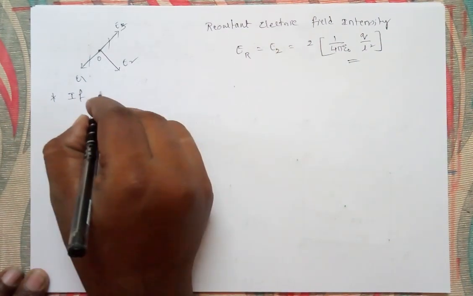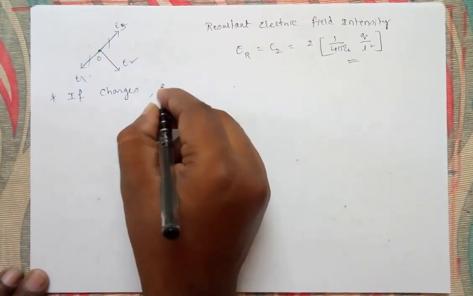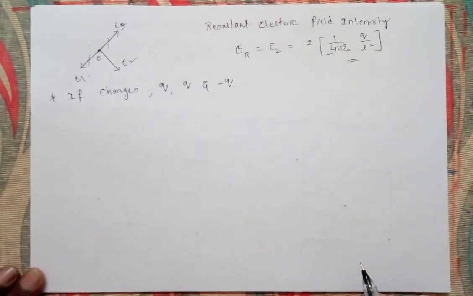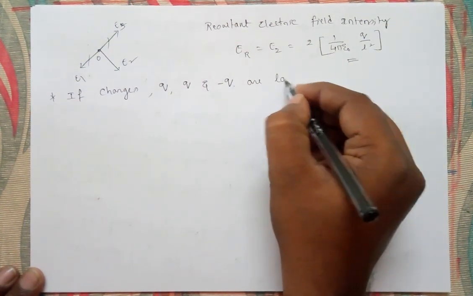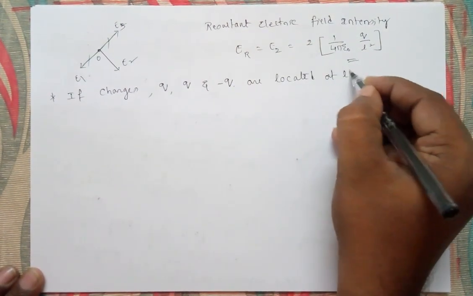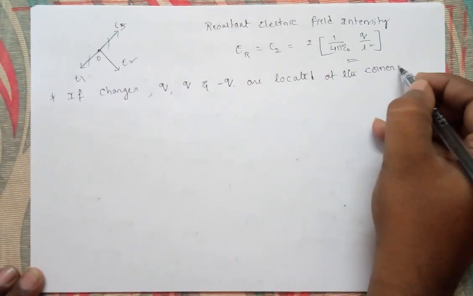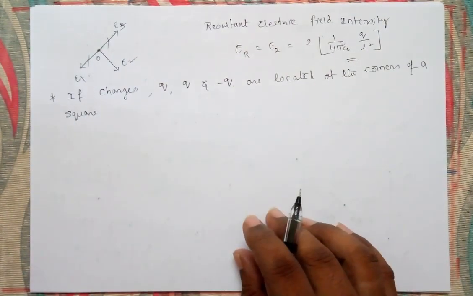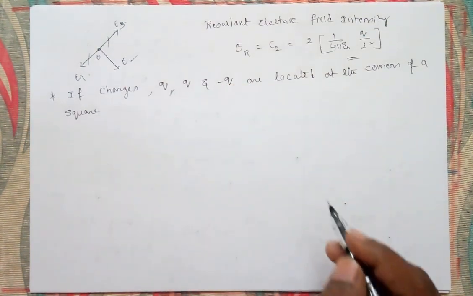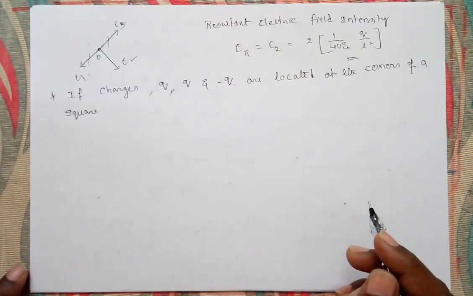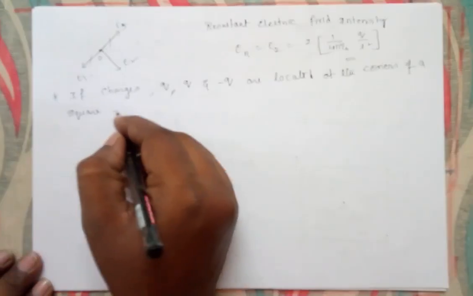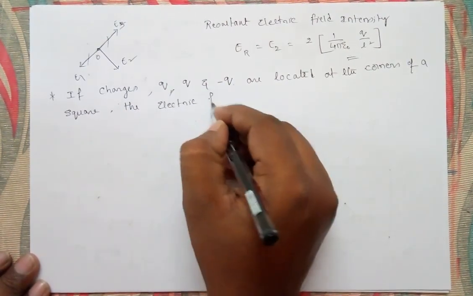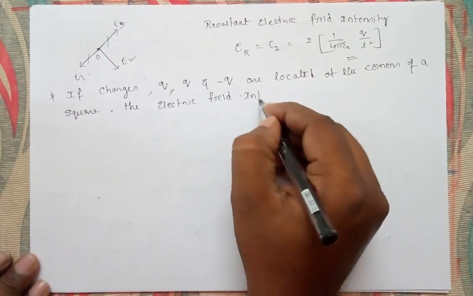Let us see the case: if charges Q, Q and minus Q are located at the corners of a square, what is the electric field intensity at the center of the square?